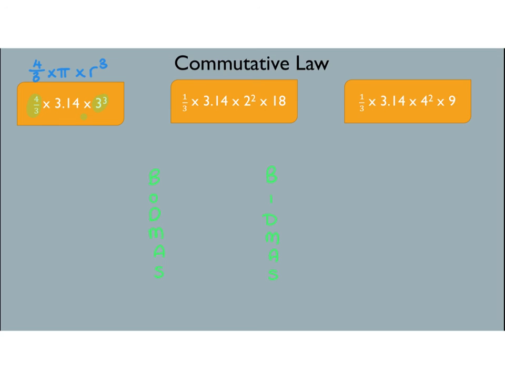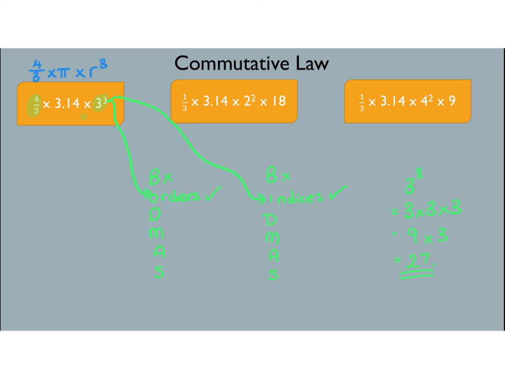Okay, B for brackets, there are no brackets. Okay, O is for orders or indices. Right, we do have those. This little 3 that's flying in the sky is an order, or it's also known as an index, okay? So we need to work out what 3 cubed is, right? 3 cubed. Now that means I've got to have 3 3's being multiplied together. Okay, 3 3's make 9, and times it by 3 makes 27.